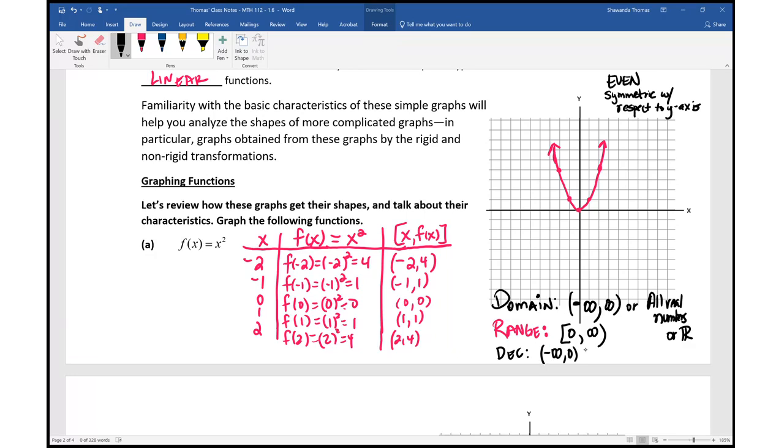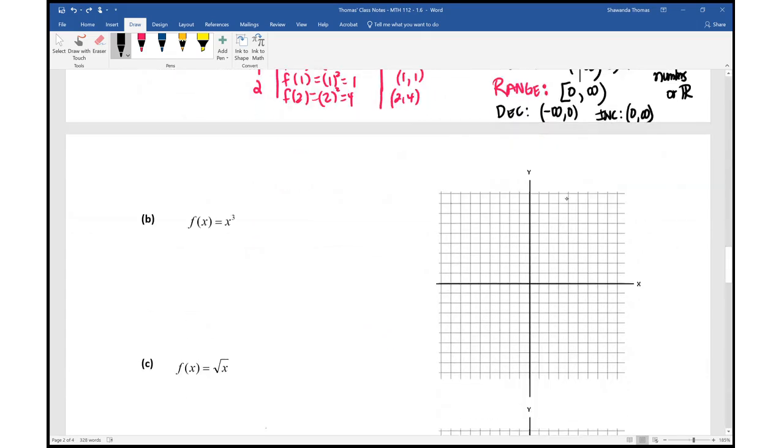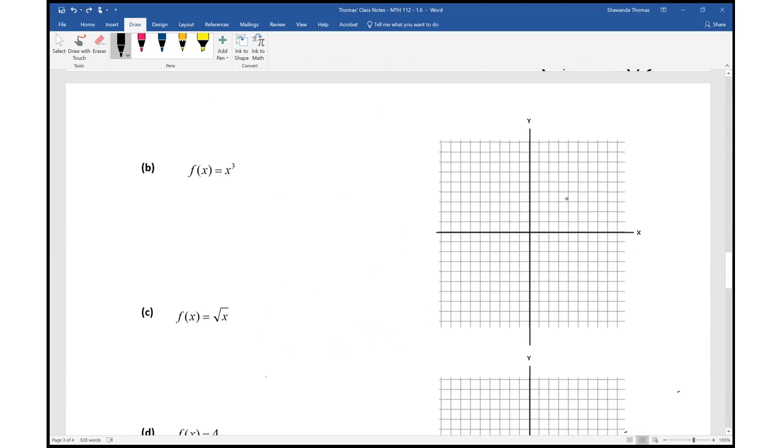Where is it increasing? All right, increasing from 0 to positive infinity. It's increasing from here to here. So on the x-axis, that's 0 to positive infinity. What is the relative minimum? The minimum point is 0, 0, for example. So these are some typical questions I could ask you to review pretty much the things that we've covered in the past. All right, let's move on to the next function, f of x equals x cubed.